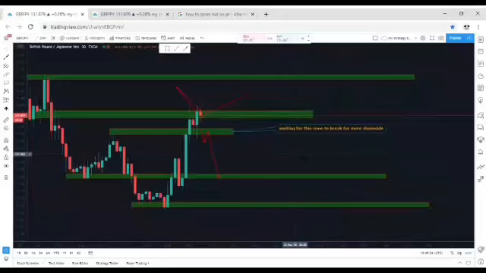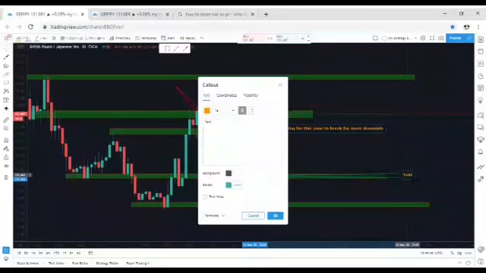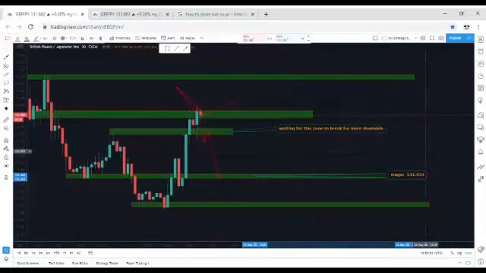Now, see, I'm waiting for this zone to break for more downside so that we can go low, so that we can sell to this target. Let me just put this will be our target. $131.40. Now this is our target.